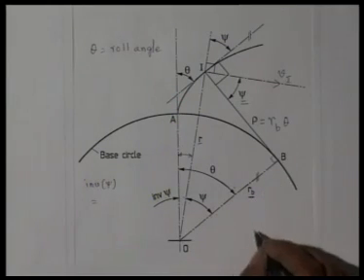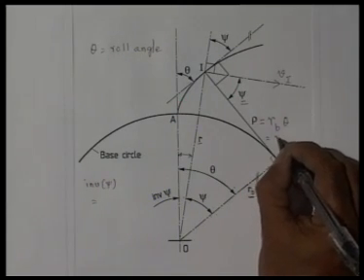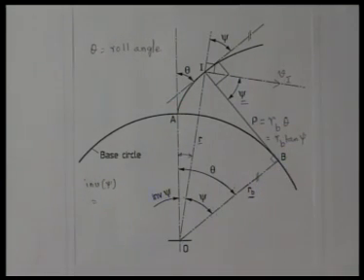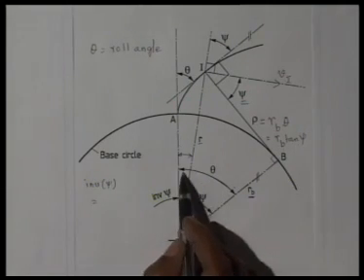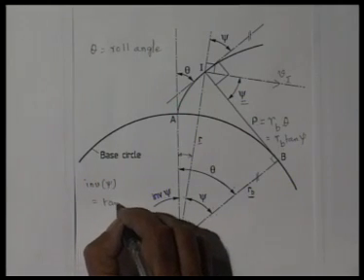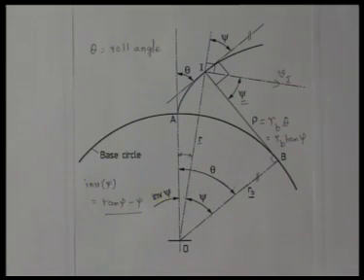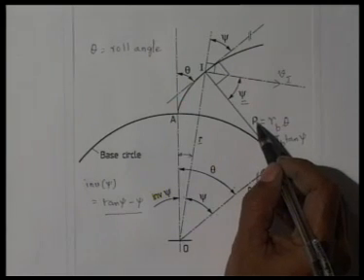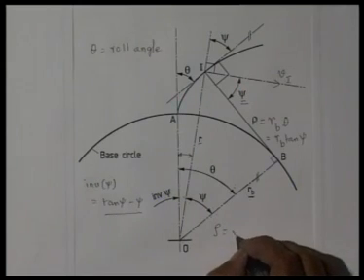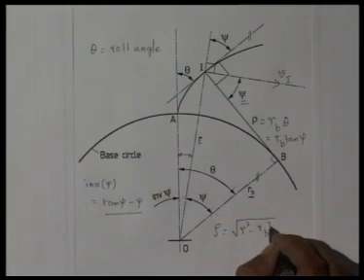So we can write rho is RB tan psi, which means theta is equal to tan psi. So this involute psi, which is theta minus psi, I can write as tan psi minus psi. Then we also found the expression of rho in terms of R and RB, which we wrote as rho equal to square root of R squared minus RB squared.